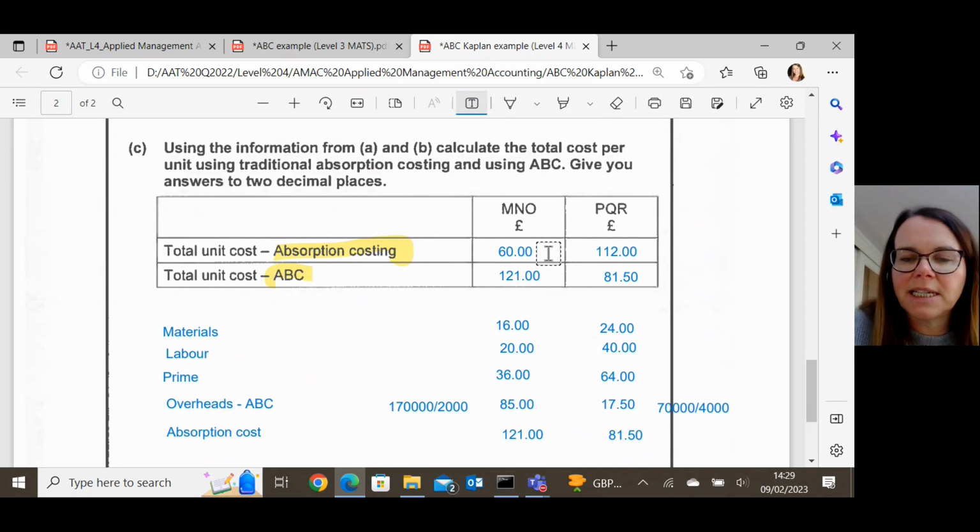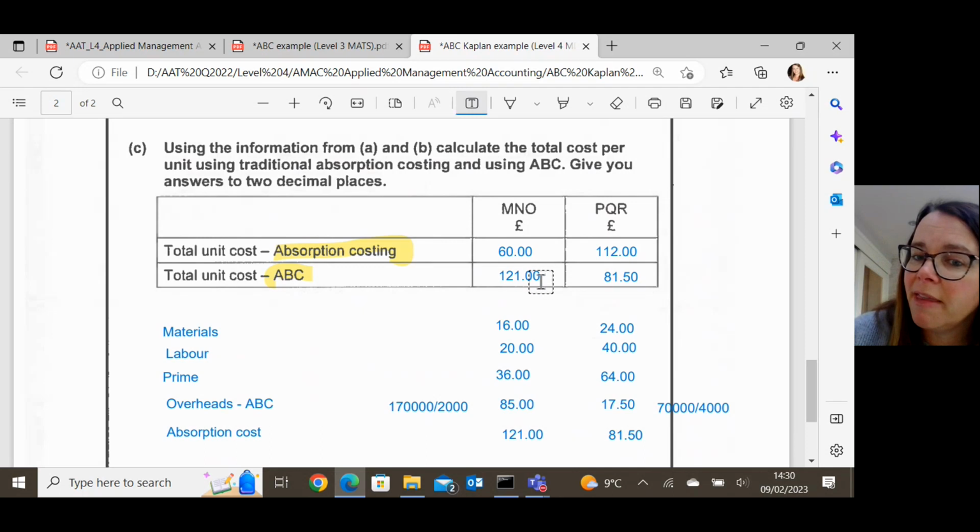We thought it was costing £60 to make an MNO and £112 to make a PQR, but actually the costing, when we've done it more accurately, has switched around. So think about, like, when you're doing your pricing, you might have thought, oh, it's costing me £60, I'll charge £80, happy days. But actually that £80 wouldn't even have been properly covering the overheads. It might turn out that there's no way that people are going to buy the MNO for, I don't know, what, 150 that you would need to make a profit on this.